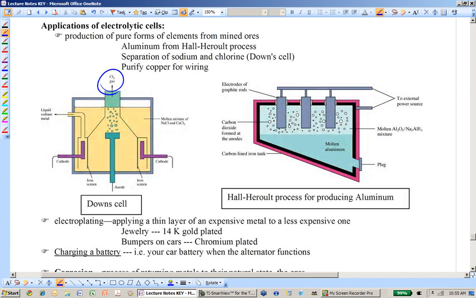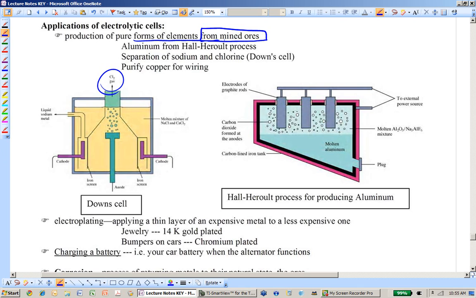I think it's always nice for you to understand the relevancy, how the chemistry that we learn applies to real life, applies to industry, applies to people having jobs and being able to earn a living. So here are some applications of electrolytic cells. We already talked about the fact that if you want a pure metal, it's going to be formed from mined ores. So we go out, the miners dig up the ores, go back to a processing plant.